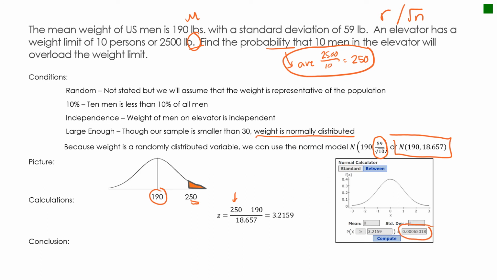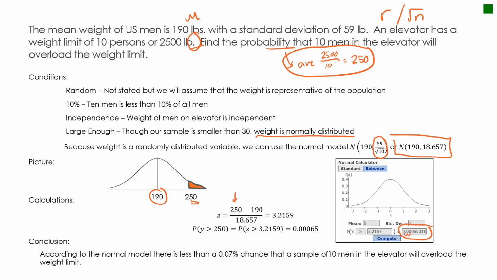Don't say this is essentially 0 because it's not. If I move it 2 decimal places, it's 0.065. So it is a very small number, but that's okay. It's not essentially 0. It's saying there is about a 0.07% chance that a sample of 10 men will overload the weight limit. So it's very, very small, thank God.